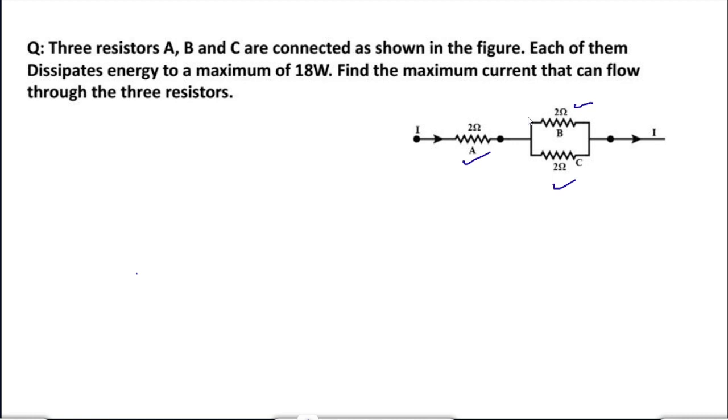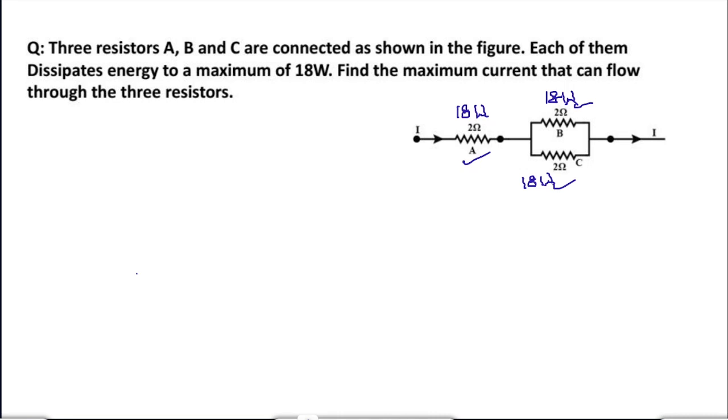Each of them dissipates energy to a maximum of 18 watts of power. Every resistor dissipates 18 watts of power, and this one also dissipates 18 watts. Find the maximum current that can flow through the three resistors. So here we need to find the maximum current.